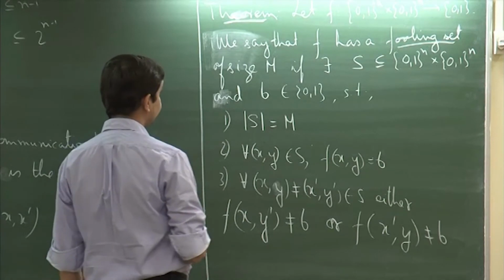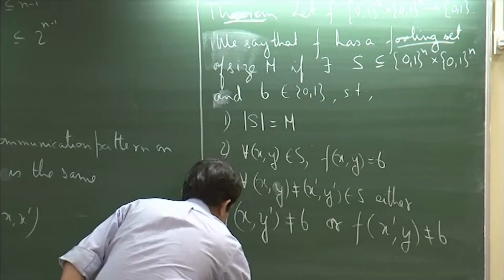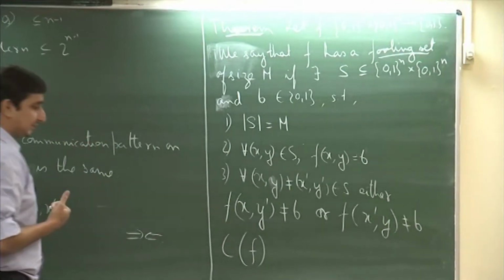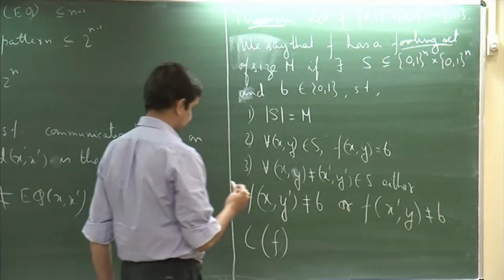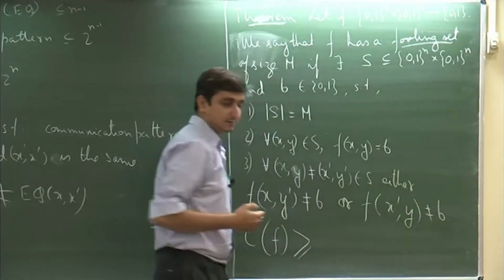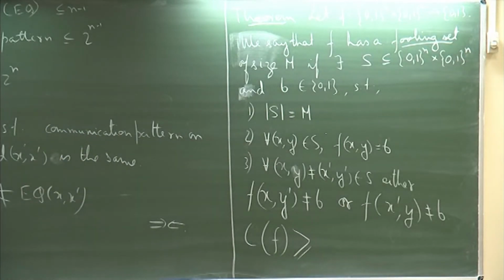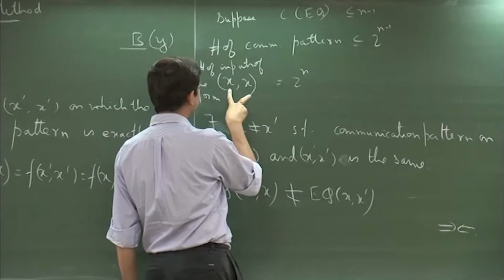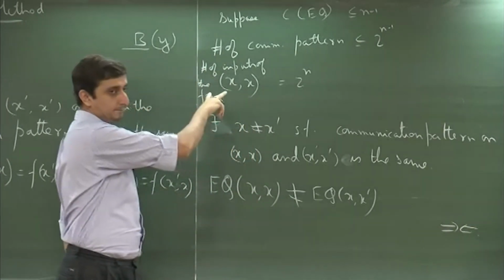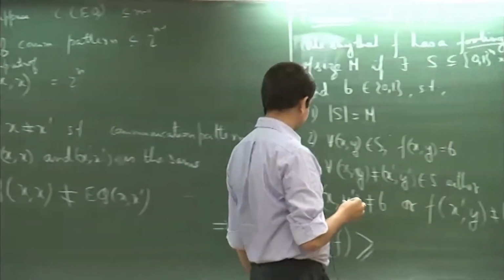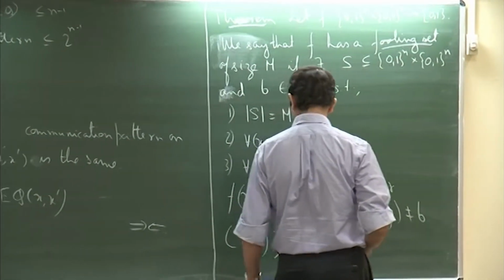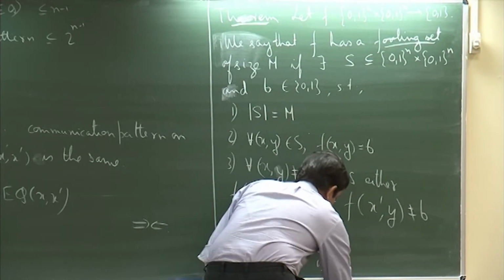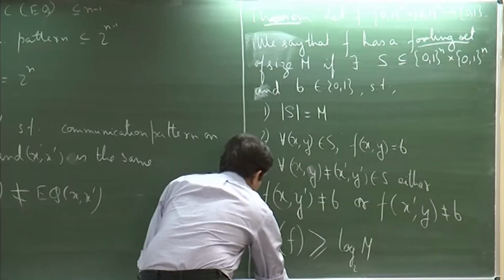and what the theorem says is that if f has a fooling set of size m, then the communication complexity of f, what do you think it should be? What is the fooling set here? What was our fooling set in this case? In this case our fooling set was basically all pairs of this form. Okay. So, the complexity is bounded below by log of m.